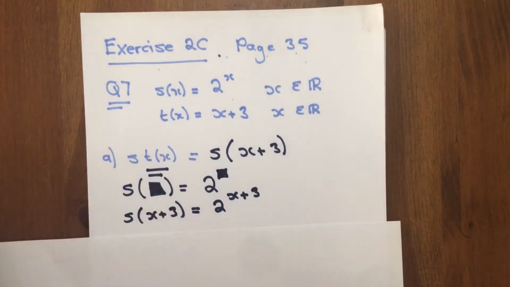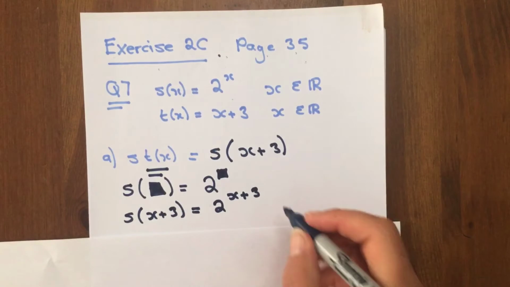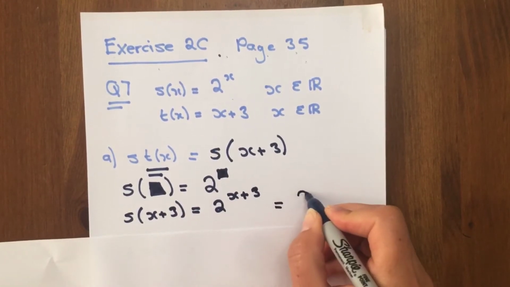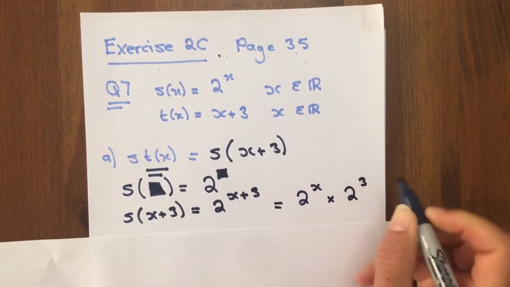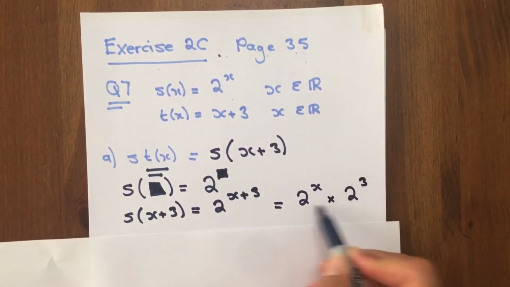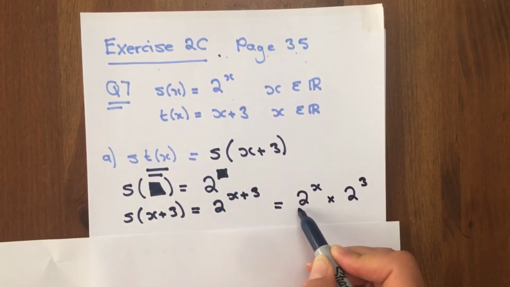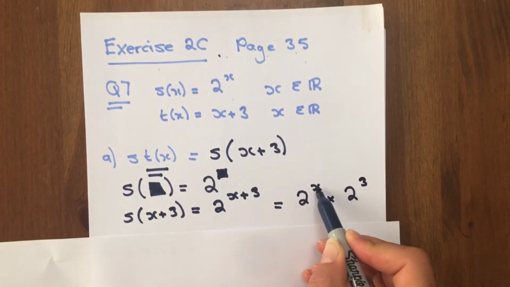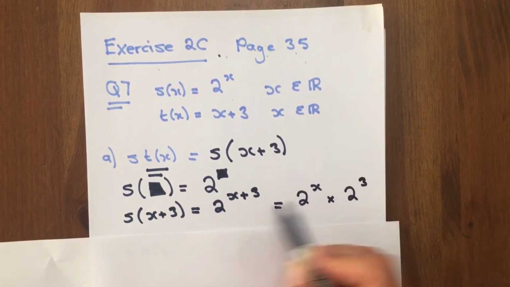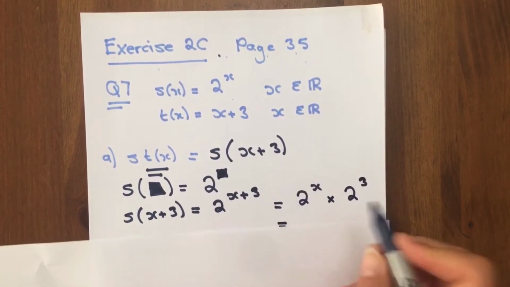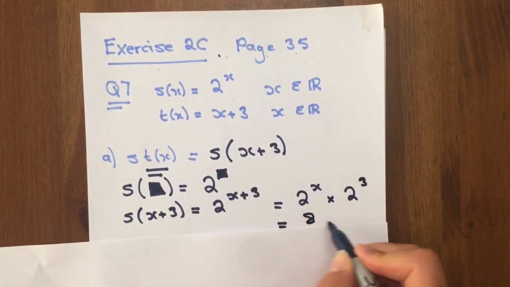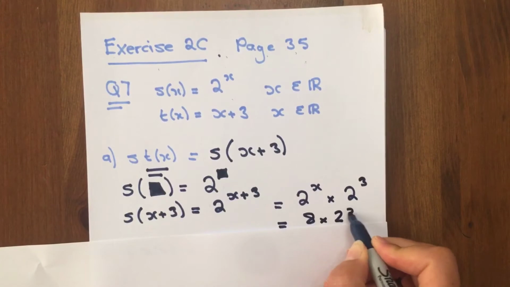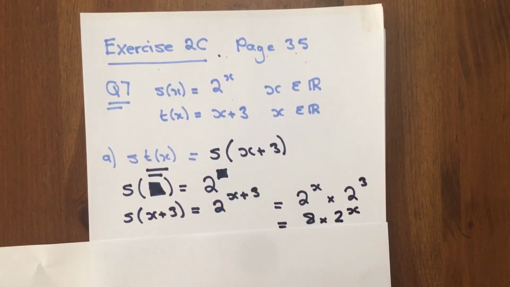Now, you could change that if you wanted to. It could say it's 2 to the X times 2 to the 3. Remember, when we times bases where we've got the same base, we add the powers. So this is exactly the same. And we could change that to, well, we know 2 to the 3 is 8. So this is the same as 8 times 2 to the power of X. So that's your answer for part A.